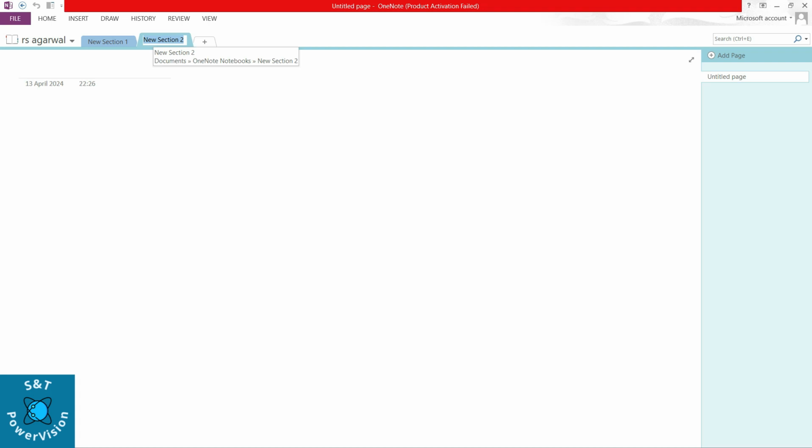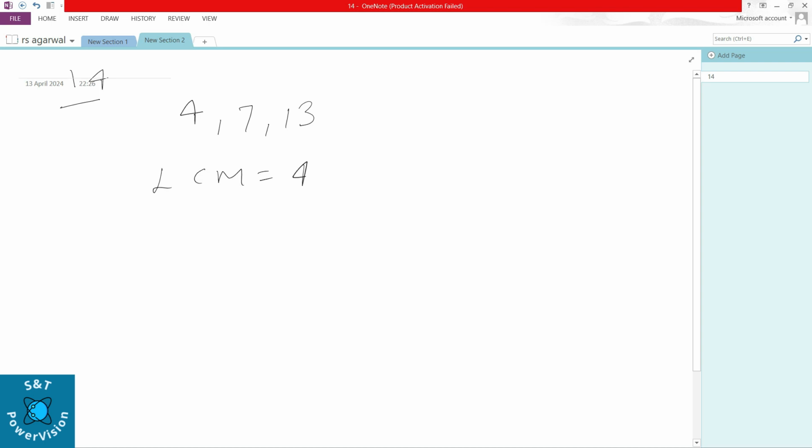So the next question is 14. Find the largest 4 digit number which when divided by 4, 7 and 13 leaves a remainder of 3 in each case. So in question number 14, the numbers are 4, 7 and 13 here. All the three numbers are prime to each other, like 4, 7 and 13 here. So LCM will be 4 into 7 into 13, equal to 364.